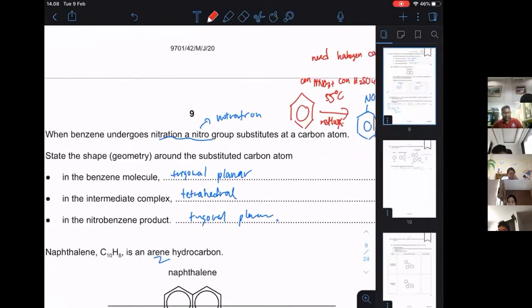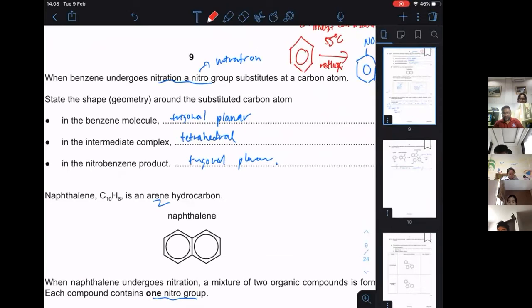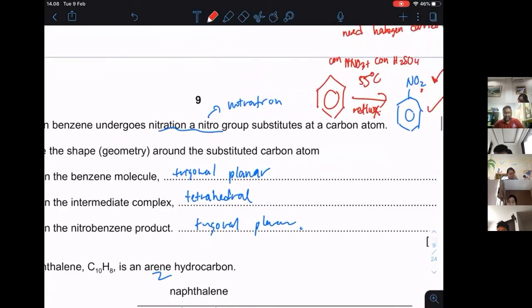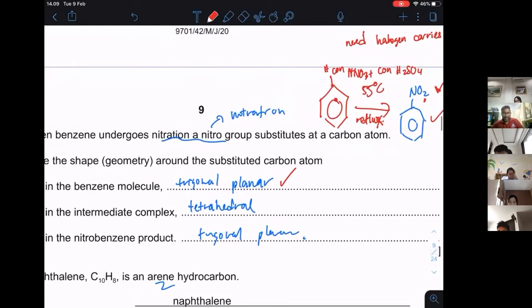So here we want to identify the shape, the geometry around the substituted carbon atom. Let's see in benzene what the shape is. In benzene, there is one H and then 3 bonds only, one of which involves the delocalized electrons. If I have 3 bonds only, there is no lone pair. So of course my shape is going to be trigonal planar. Very easy.